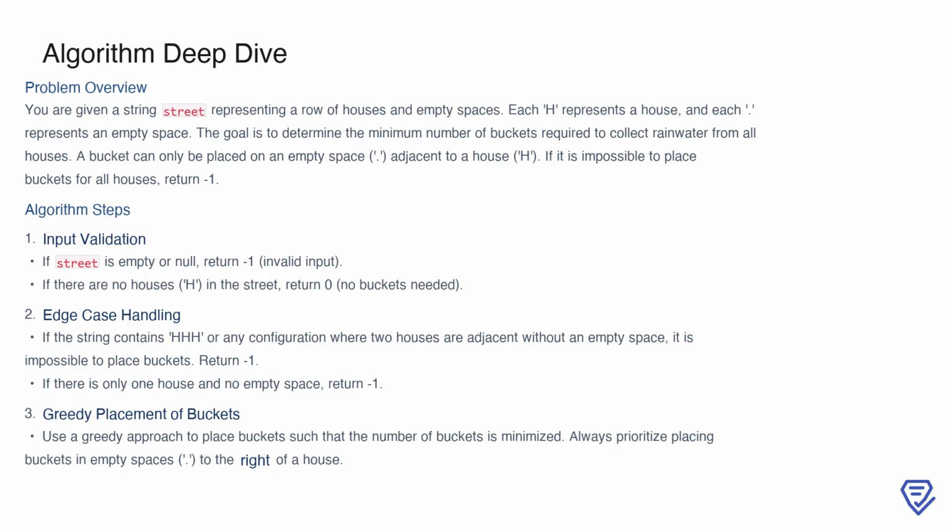First, we handle invalid inputs. If the string is empty or null, we return -1 since it's not a valid street. If there are no houses in the string, then no buckets are needed, and we return 0.